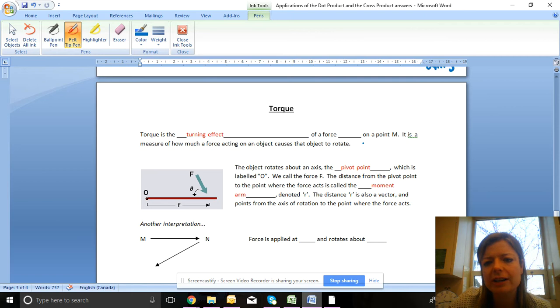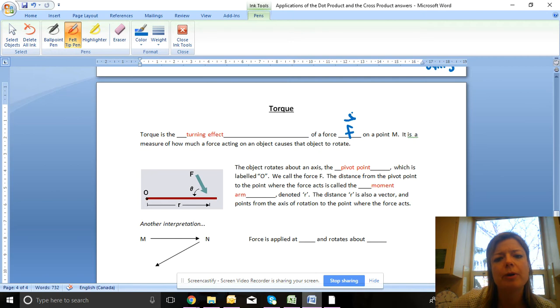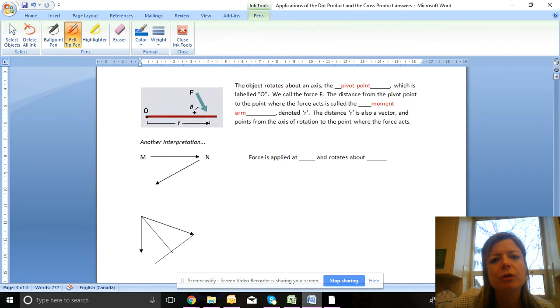So torque is the turning effect of a force, which we just call F, on a point M. It is a measure of how much a force acting on an object causes that object to rotate. The object rotates around an axis, the pivot point, which is labeled as O. Okay, we call the force F. The distance from the pivot point to the point where the force is acting is called the moment arm, and it is denoted R. The distance R is also a vector and points from the axis of rotation to the point where the force acts. So torque depends on two things.